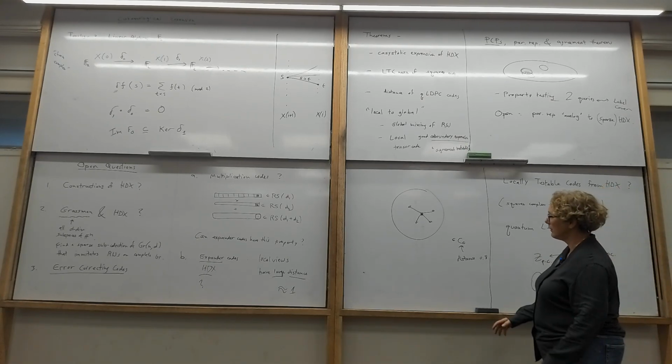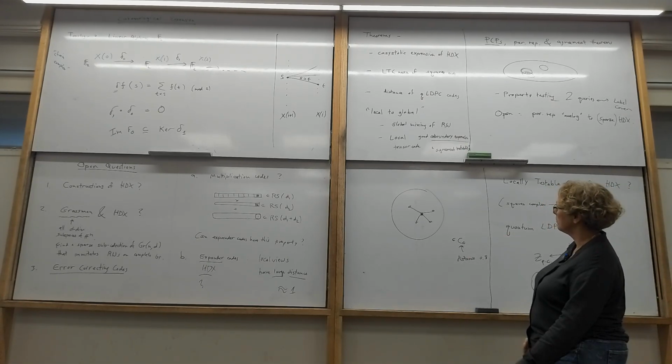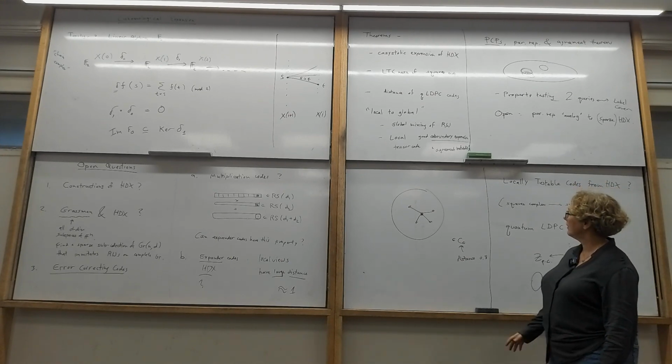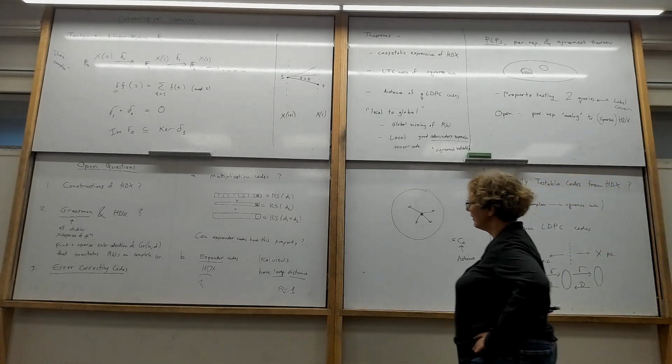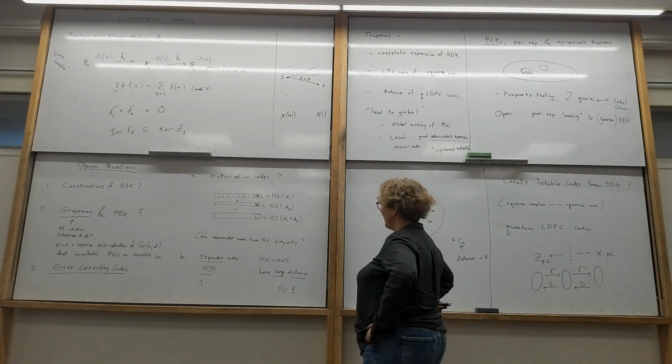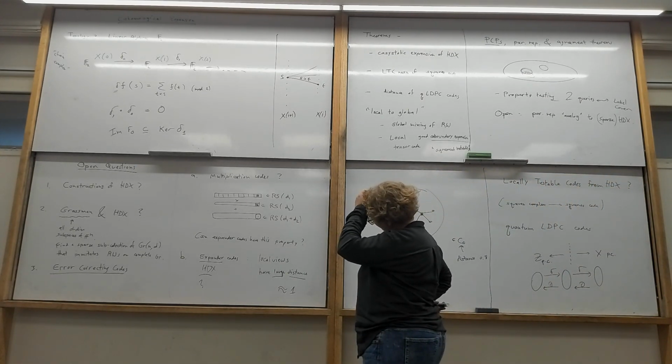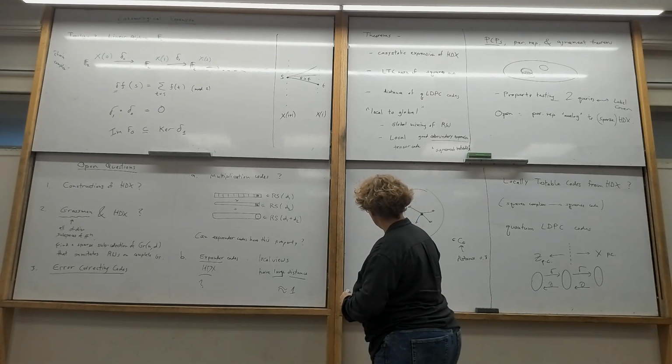So this seems to be related also to constructing PCPs and other things. Sorry. Yeah. For multiplication, didn't the tensor codes that we discussed have this property and they kind of expanded for agreement tests? Tensor codes don't have this property.